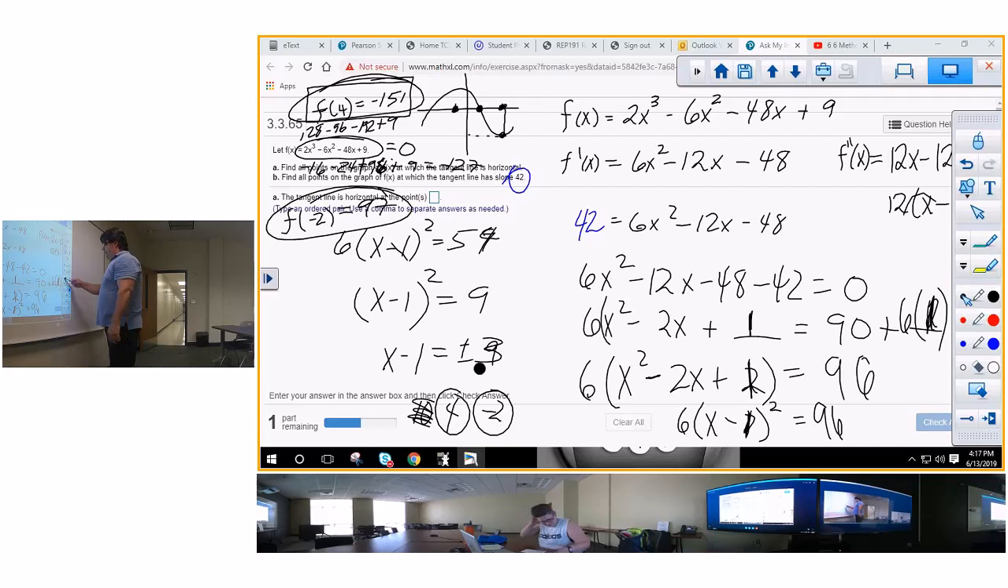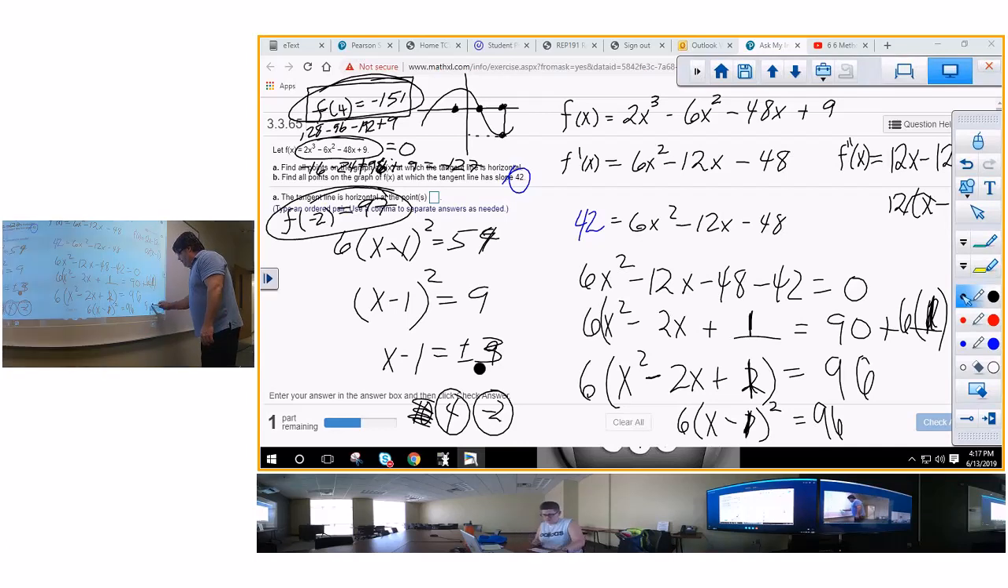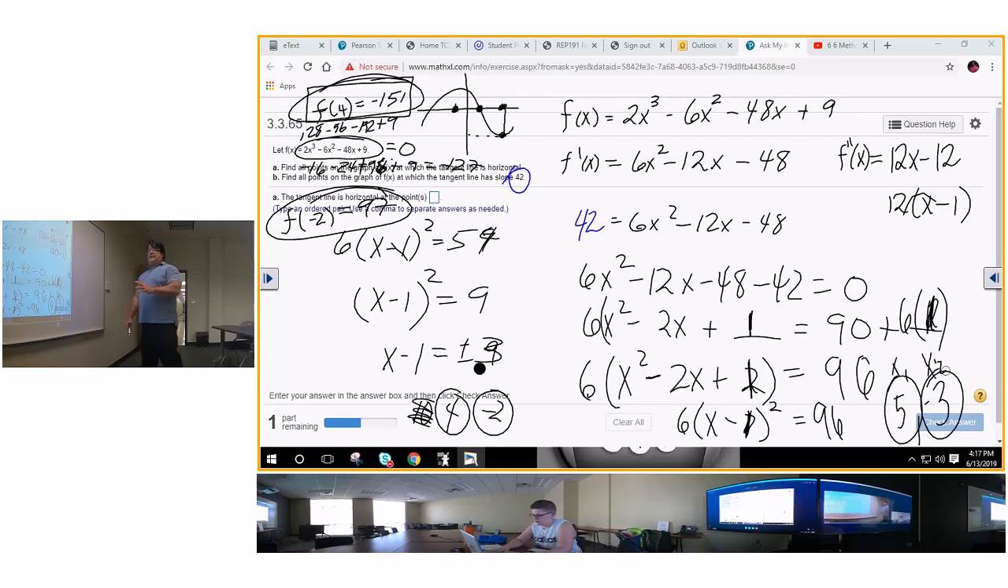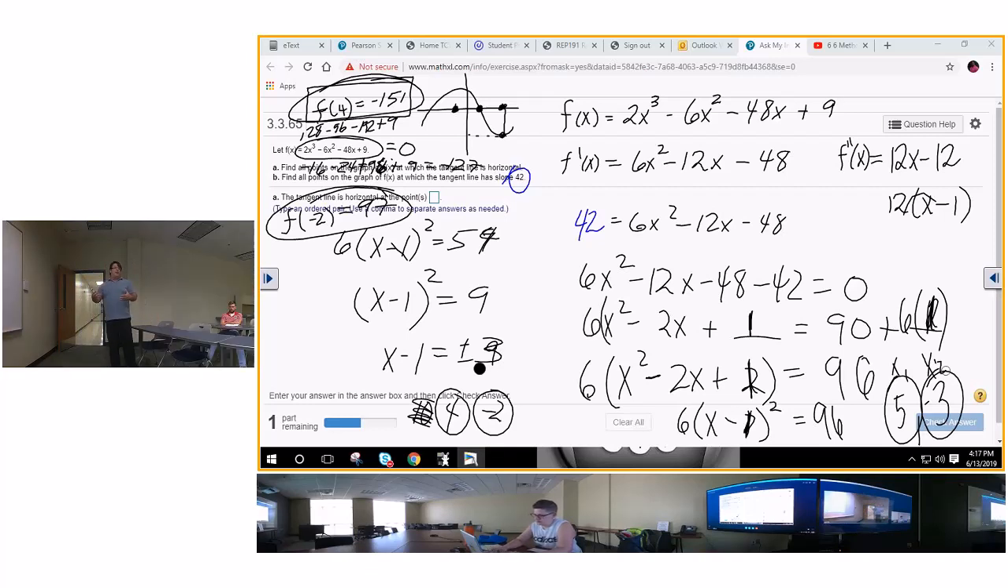5 and negative 3. Is that what y'all got? Now remember, is that x and y, or is that x sub 1, x sub 2? That's your two x's. So you've got to plug them back into your original to find your y coordinate for the tangent line being what? 42.